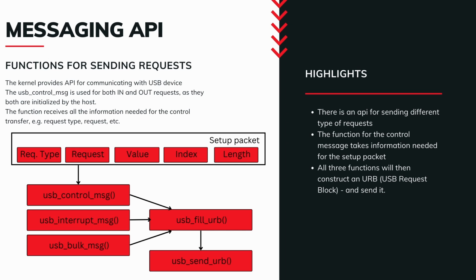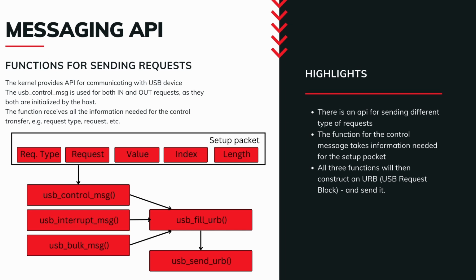Sending a custom request is relatively simple. The kernel API provides functions to do that, listed here on the slide. The one that we're interested in, the USB control MSG, would take information to send in the form of those 5 fields, as well as some information about the device. This function will then construct something called a USB request block, or URB for short, and send it away.